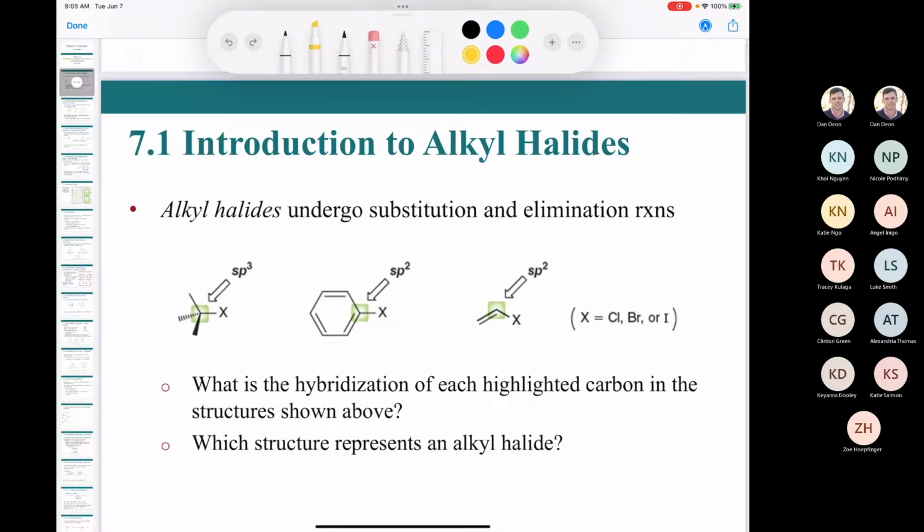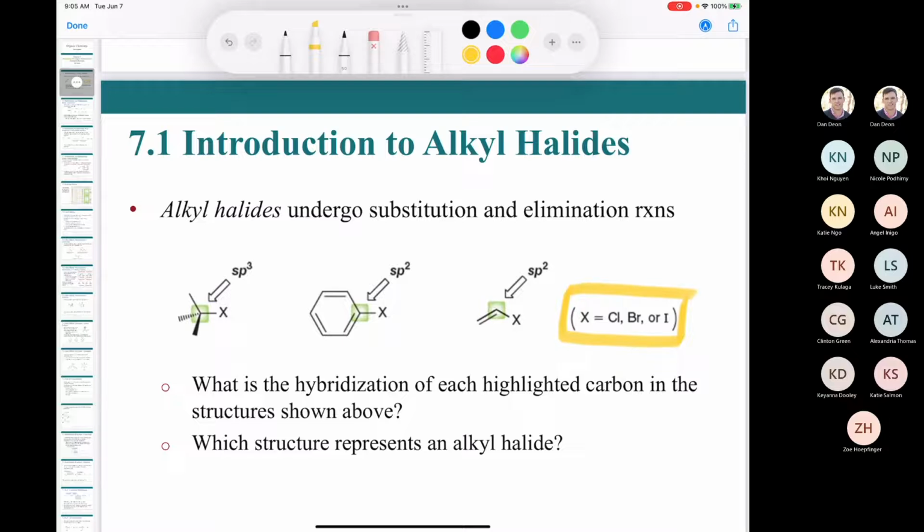It says alkyl halides undergo substitution and elimination reactions. Okay, that's fine. If you take a look at these compounds here, you see that X is attached to a carbon in all three of these. And in organic chemistry, whenever you see X, X means 3 out of the 4 halogens: chlorine, bromine, and iodine. Why not fluorine? It's because fluorine is not a good leaving group.